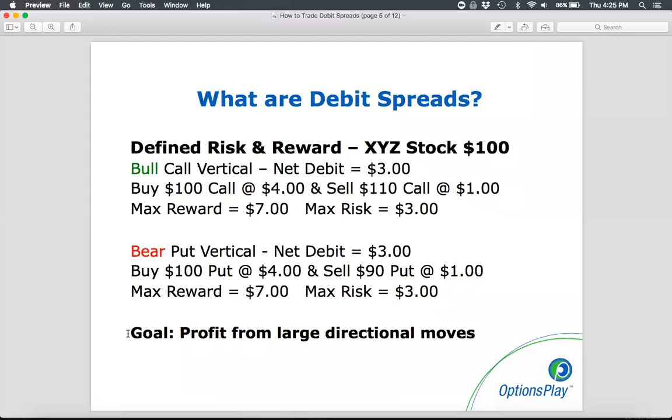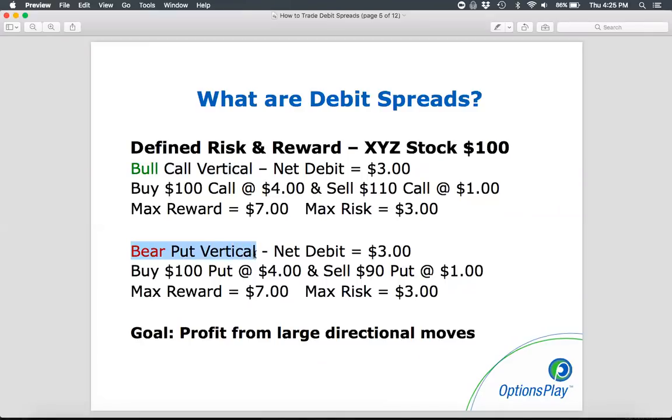Now, the goal of all debit spreads is to simply profit from a large directional move, meaning when should you utilize these trades? It's when you have stock XYZ and you think stock XYZ is going to go from $100 to, let's say, $110, then you would buy a bull call vertical. If you think stock XYZ is going to go from $100 down to $90, then you want to trade a bear put vertical. So very simple.